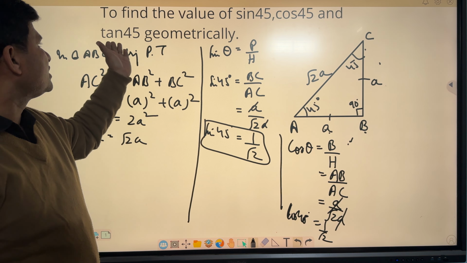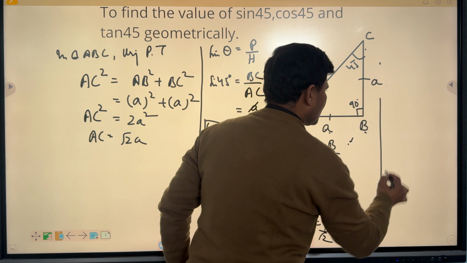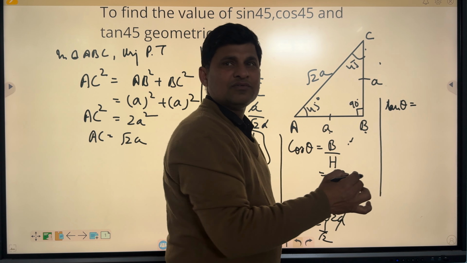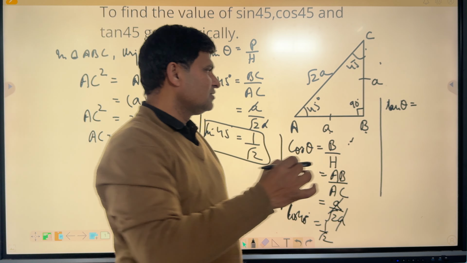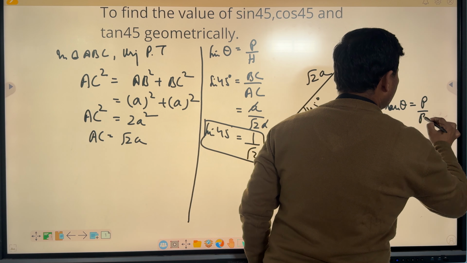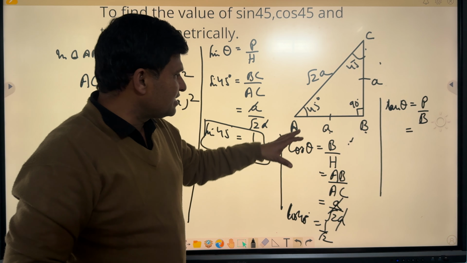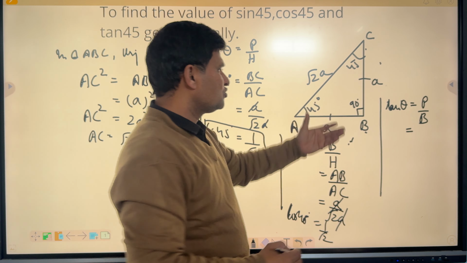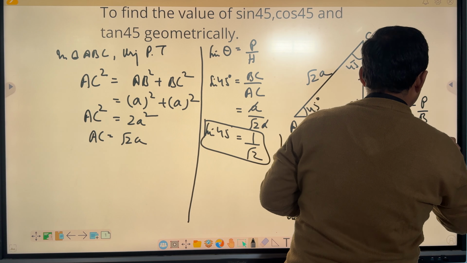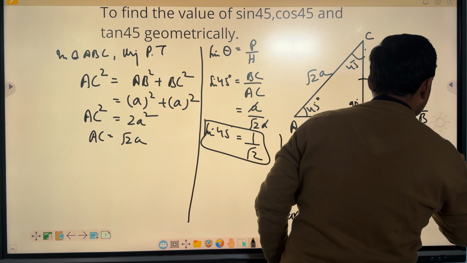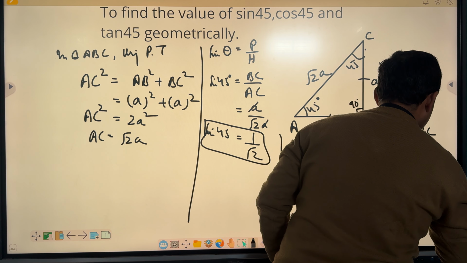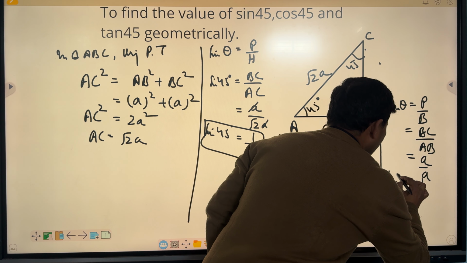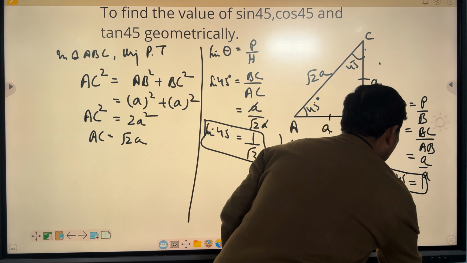Now the last one is tan 45. See, tan theta is what? Anyone from the group? Yes, okay. That is P upon B, perpendicular upon base. Now taking this angle, this is perpendicular and this is base. So what is the value of P? Perpendicular upon base, that is a upon a. If you divide a by a, what you will get? 1. So tan 45 equals 1.